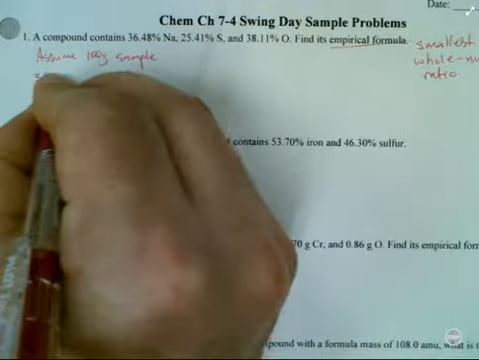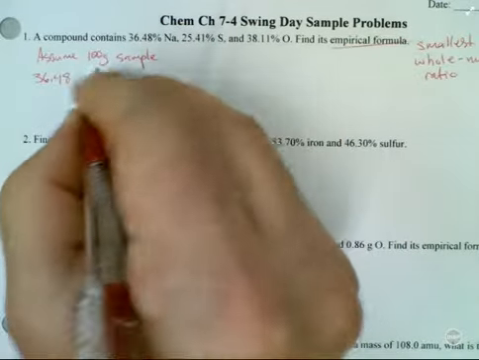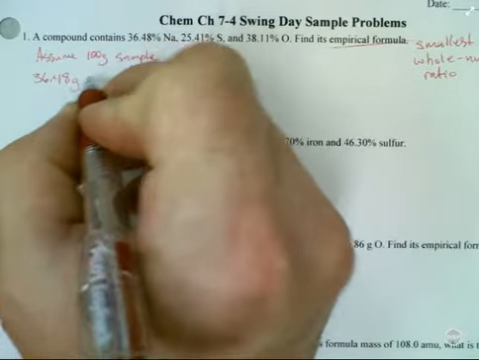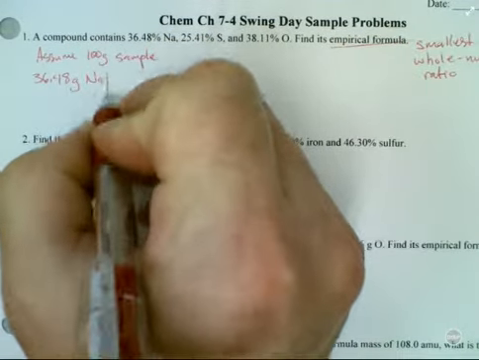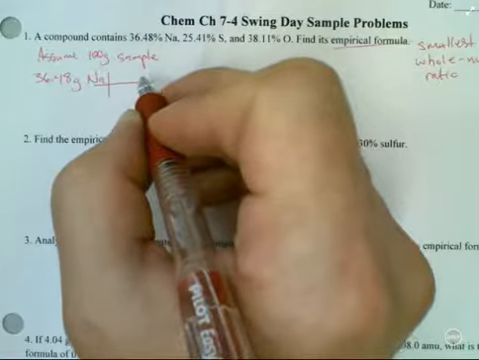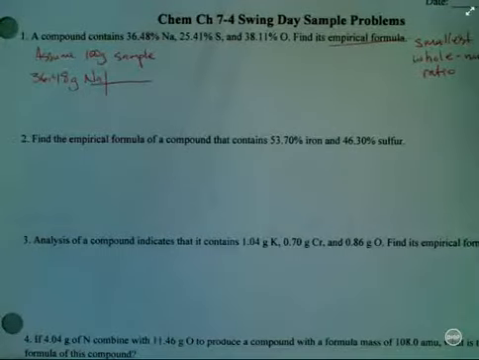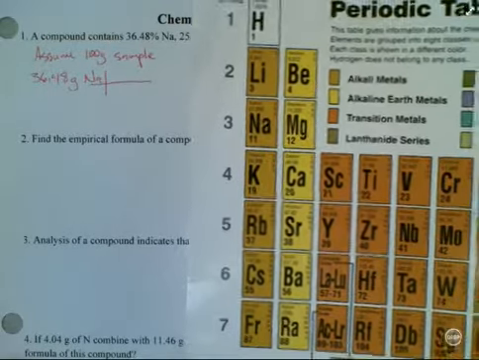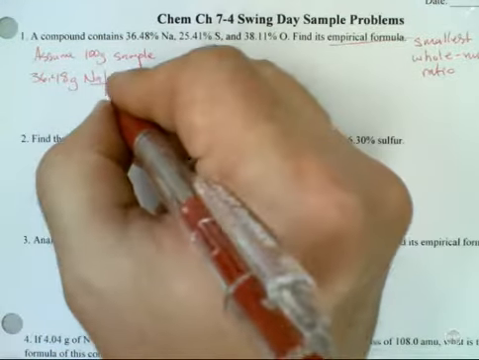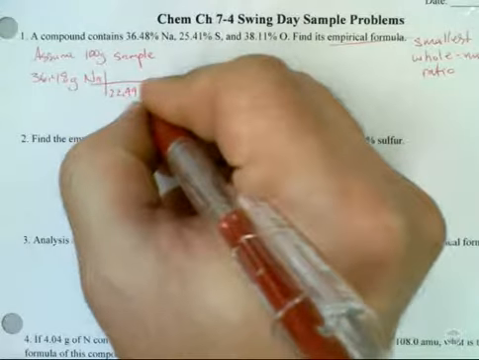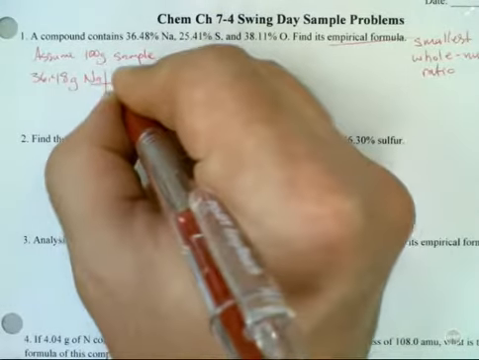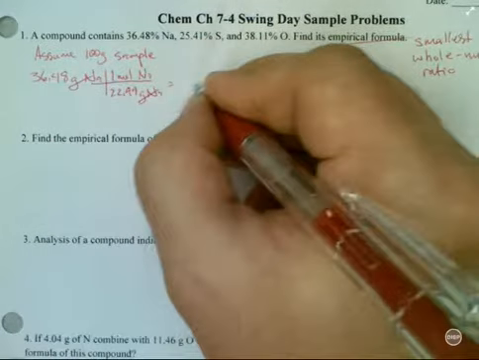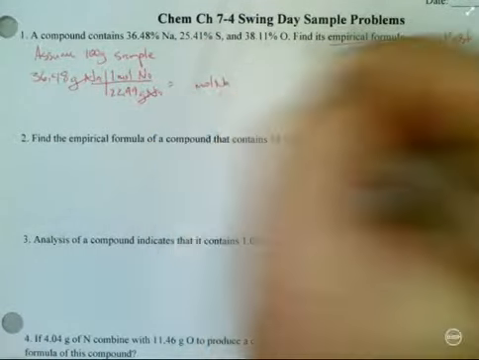For example, 36.48% of 100 grams is 36.48 grams of sodium. I can now convert that. Looking at my periodic table, I see that sodium is 22.99 grams per 1 mole of sodium. And that will give me a certain number of moles of sodium.